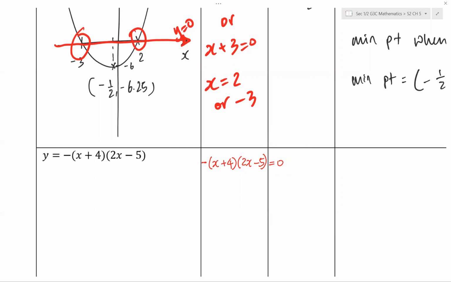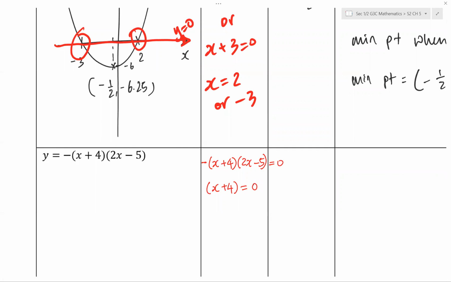Okay, so first case, I'm going to call people after I say the first example, so you better listen carefully. The first case we have, I'm going to ignore the negative sign because I'm going to divide both sides by negative 1. Negative sign disappears already. Don't need to be bothered about it. First case, x plus 4 equals 0. That's the first case. So what is the second case?